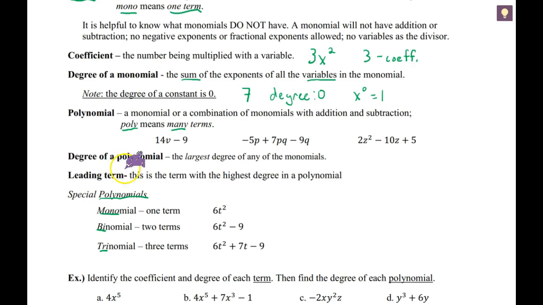Now the degree of a polynomial is the largest degree of any of the monomials, so any of the terms in here. Don't confuse this with the degree of a monomial. For a monomial, it's the sum of those exponents of the variables, but there's only one term, versus the degree of a polynomial, where you look at the degree of each term, and then it's just the largest one that you see. You don't add them together. And then you'll also see the phrase leading term, and that is the term with the highest degree.